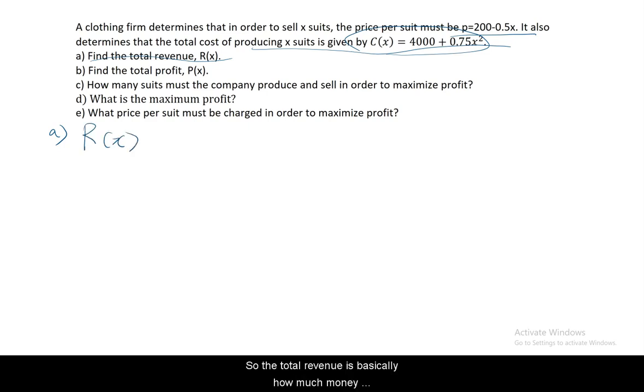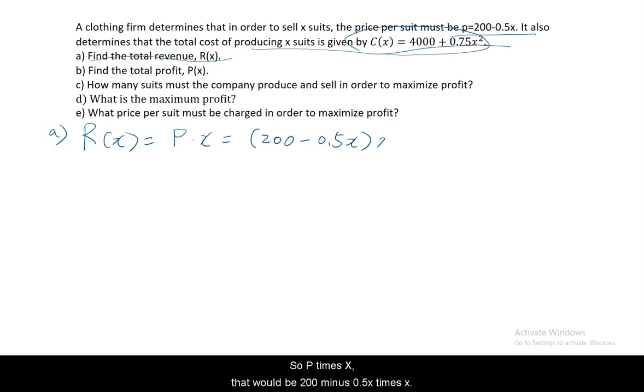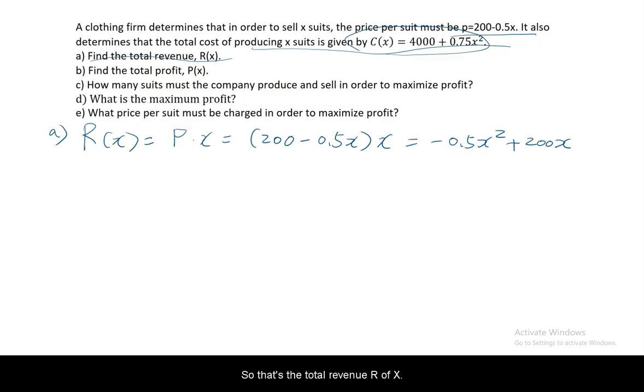So the total revenue is basically how much money you collected by selling stuff, right? So that will be the price times how many units, how many suits you sold. So P times x, that will be 200 minus 0.5x times x. So that will give you negative 0.5x squared plus 200x. So that's the total revenue, R of x.